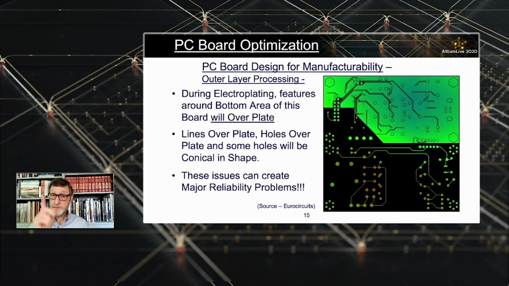You fix the problem. Trust me when I tell you, they could not build this board unless someone fixed the problem. Either they're going to have to add thief copper, or I'm going to have to do something else to the design. Because as you see it, they cannot produce it properly. Can't be done. So it's up to me in this case to fix this problem.